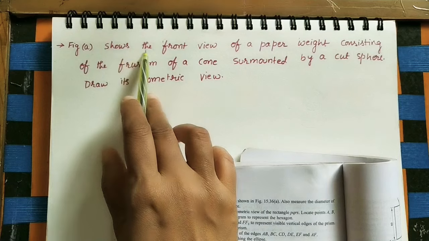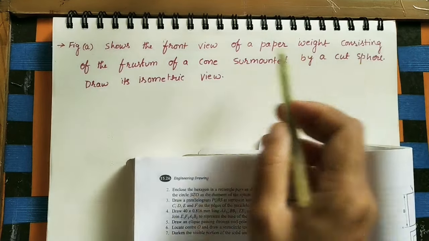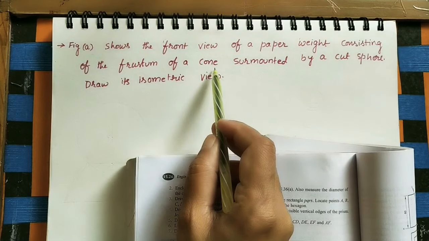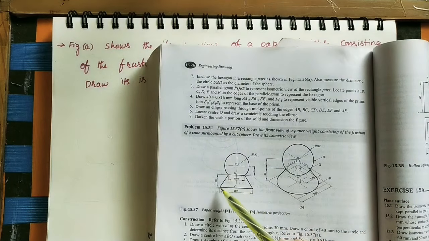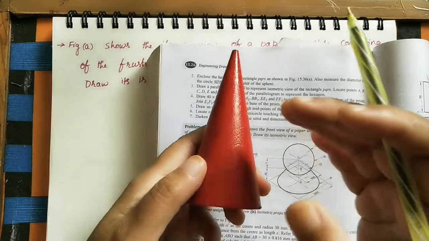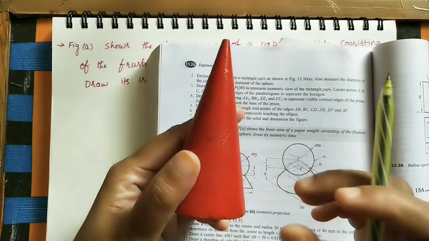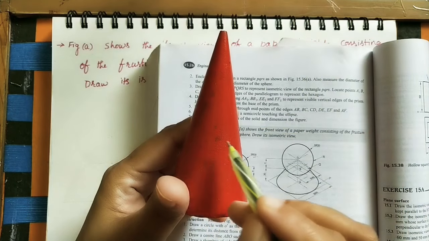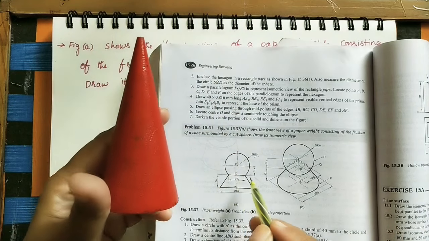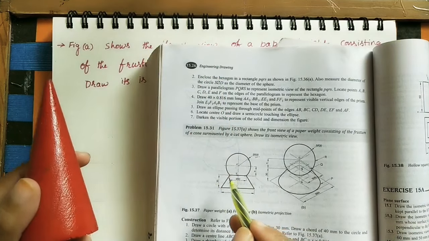The given diagram shows the front view of a paperweight consisting of the frustum of a cone. Frustum of a cone means this part is called the frustum of a cone. This is a cone, and it has a circular base. If you remove some height of the cone, the remaining part has a smaller circular diameter here and a bigger one here. This is the frustum of a cone.